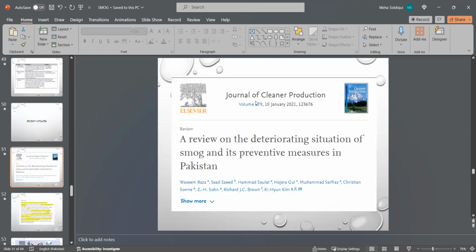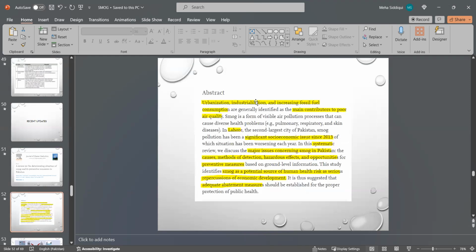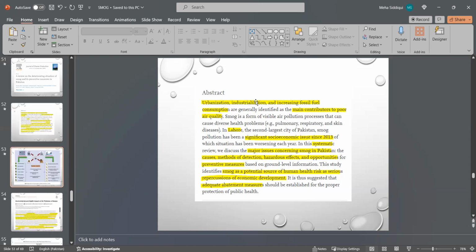Now, recent updates: a review on the deteriorating situation of smoke and its preventive measures in Pakistan. Urbanization, industrialization, and increasing fossil fuel consumption are identified as main contributors to poor air quality, especially in Lahore. We have seen that smog pollution has been a significant socioeconomic issue since 2013. In this systematic review, they discuss the major issues concerning smog in Pakistan, the causes, methods, hazardous effects, and opportunities for preventive measures. They found that smog, as a potential source of human health risk, has serious repercussions for economic development. It is thus suggested that adequate abatement measures should be established for proper protection of public health.